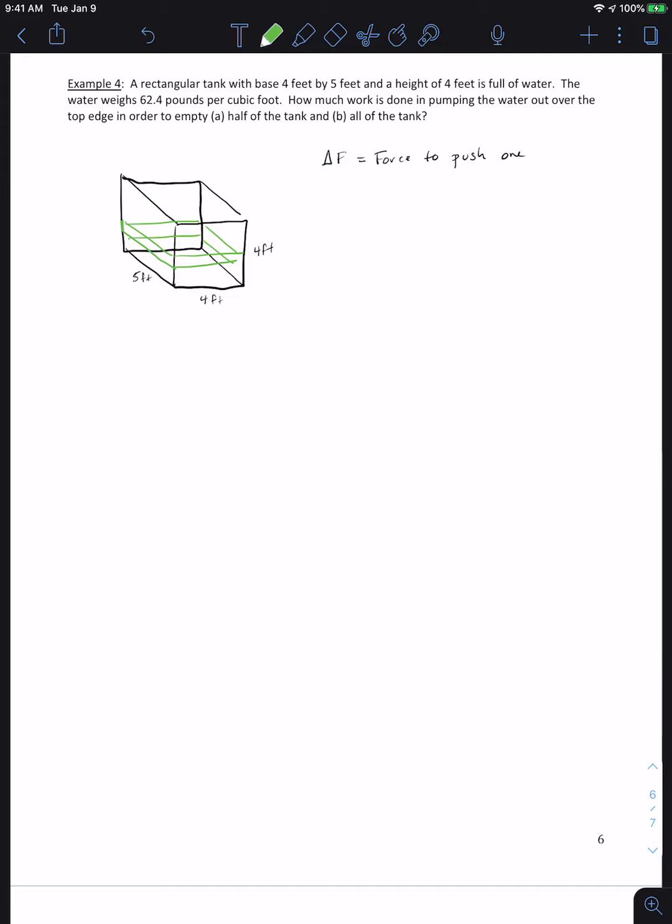And we're going to call this distance delta y. We're going to call this distance, the distance from the top of the rectangle to the cross section, y.